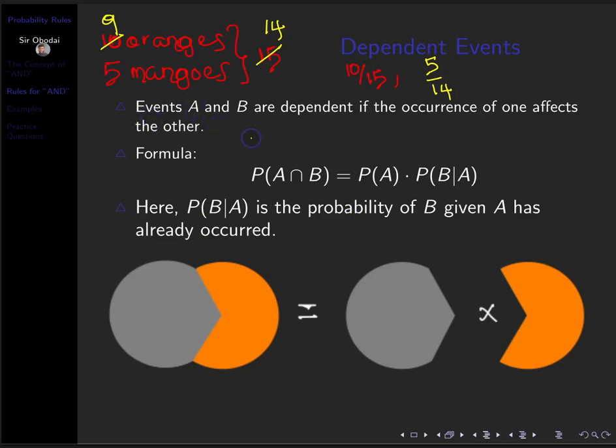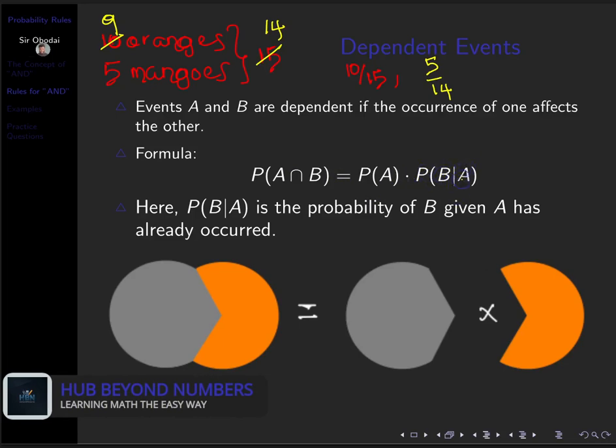So you say events A and B are dependent if the occurrence of one affects the other. Hence, if you want the probability of them both occurring together, that is the probability of A and B, you are going to use the formula: probability of A times probability of B given that A has already occurred. Easy. So these are experiments where the first one has an effect on the second one.